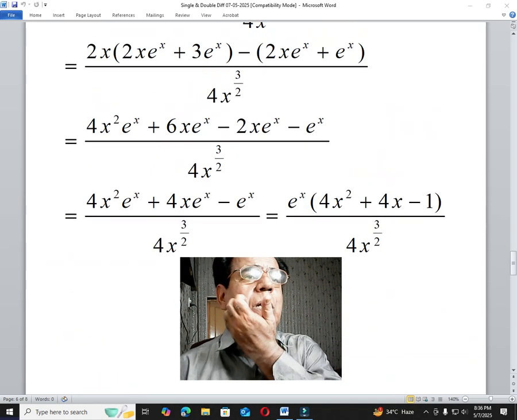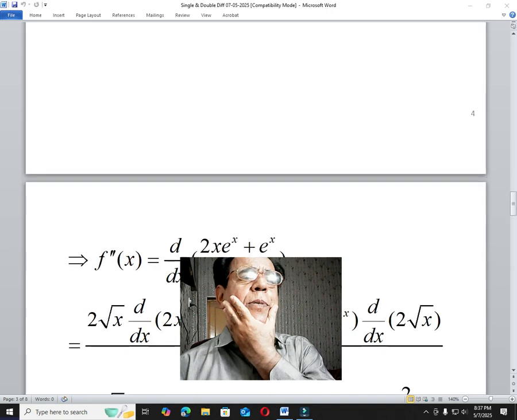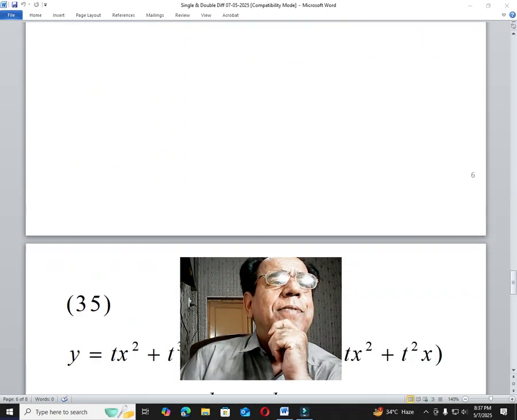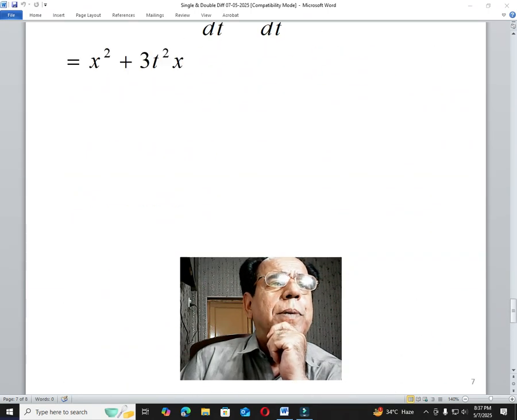Okay, so problem number 32 has been solved, the first derivative as well as the second derivative. Now we come towards problem number 35.